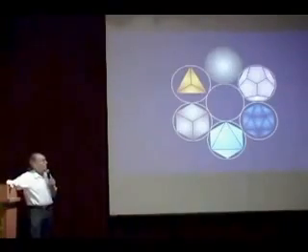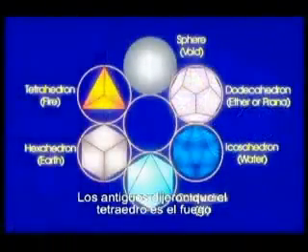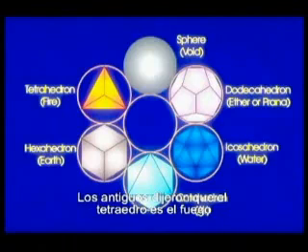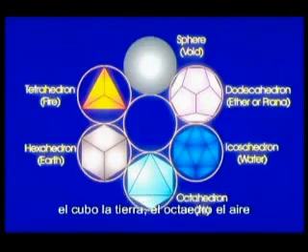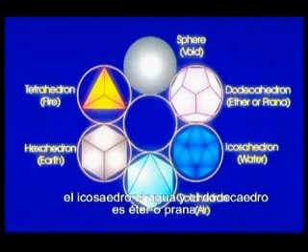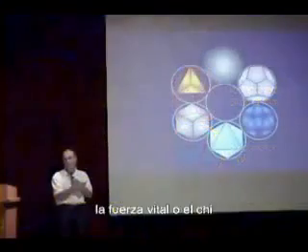The ancients gave names to these five things, these five different forms. The tetrahedron was called fire. The cube was called earth. The octahedron was called air. The icosahedron was water. And the pentagonal dodecahedron was ether or prana, life force energy or chi.